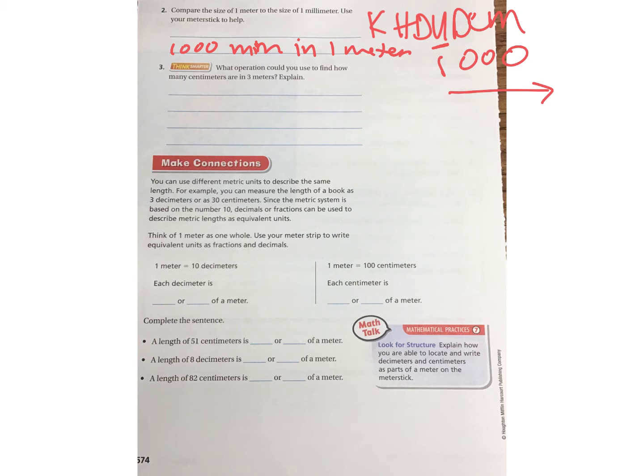Okay, studying this now. All right, number 3. What operation could you use to find how many centimeters are in 3 meters? What did we do when we put all those zeros behind it? What did we do? We multiplied by 10. Yeah, so when it's asking for what operation, it's saying what did we use to help us with that? We used multiply by 10.